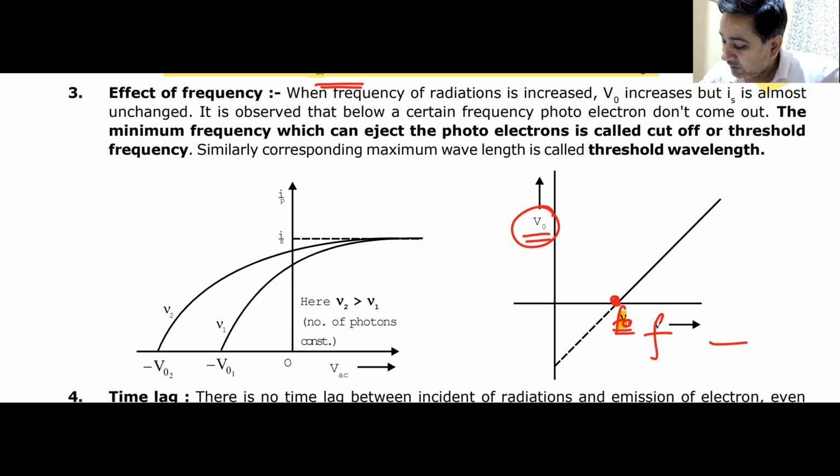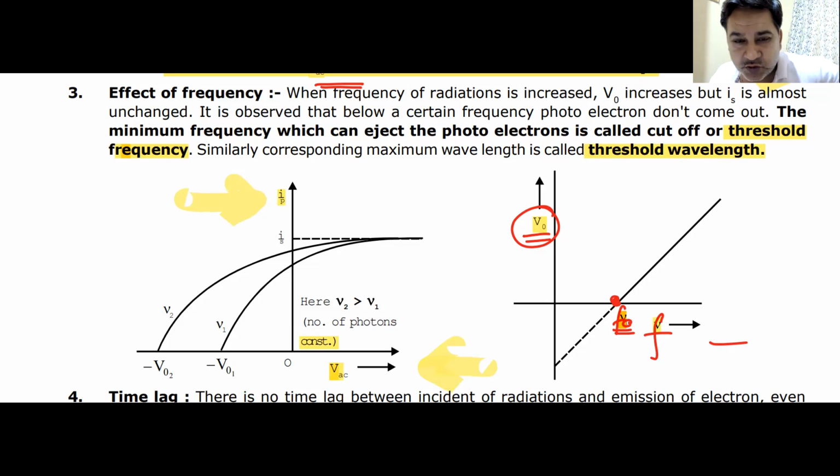What is this f naught known as? Threshold frequency. Do we see threshold frequency here? What is this lambda naught? It is not shown, but what is this lambda naught known as? Threshold wavelength. So do we understand the right hand side diagram? Then now let us go back to the left hand side diagram. On the left hand side diagram, I have potential of A and C plotted here and the saturation current plotted here. Do we see this?